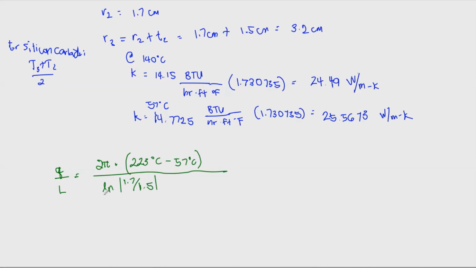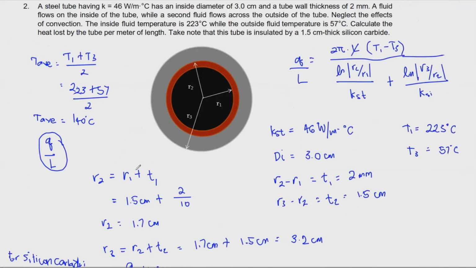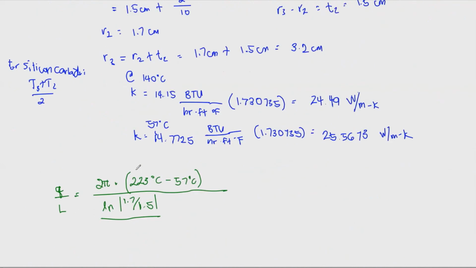And then we proceed: ln of the ratio of the radii divided by the thermal conductivity, which is already given here, and it is 46. So the first portion here of the resistance is for the steel, and then the next one would be for our silicon carbide. That is 3.2 divided by 1.7.